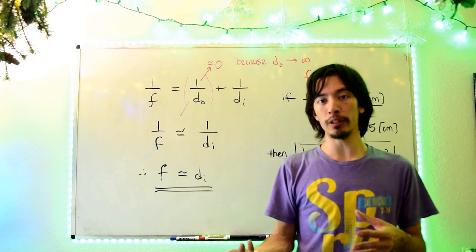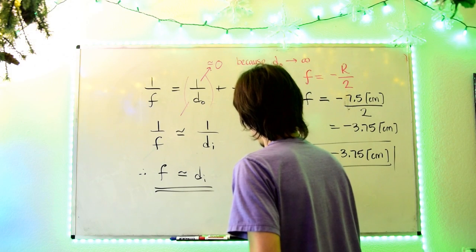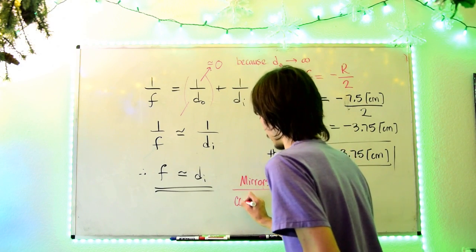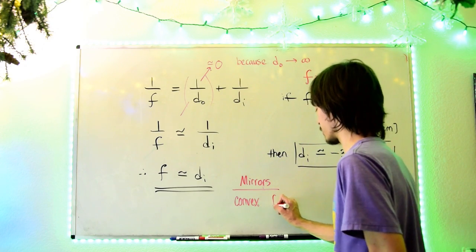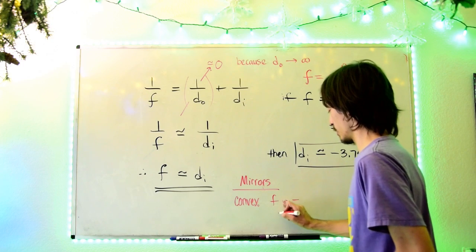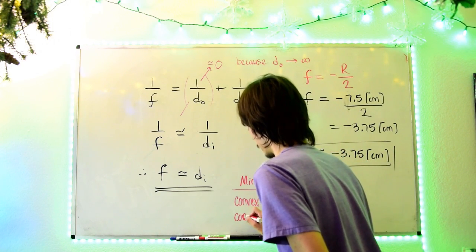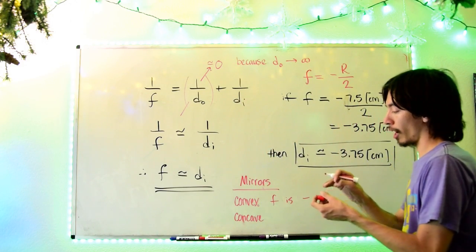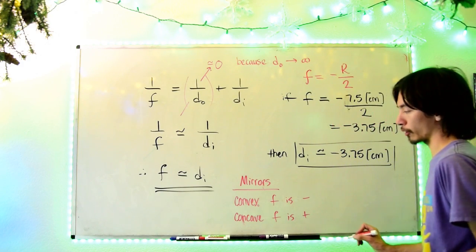So for mirrors, convex is a diverging system, which actually means the focal length is negative. The concave, the rays actually cross and converge at the focal point, so the focal length is positive because it's converging.